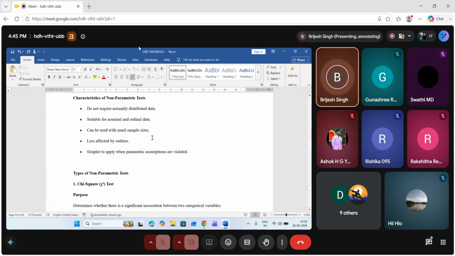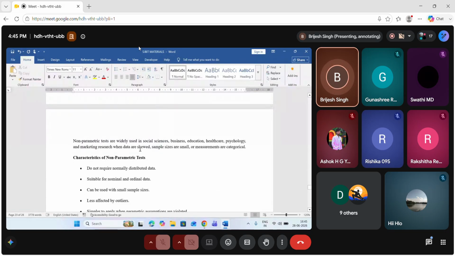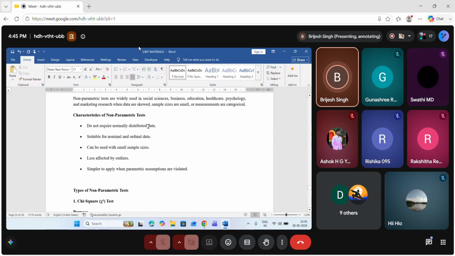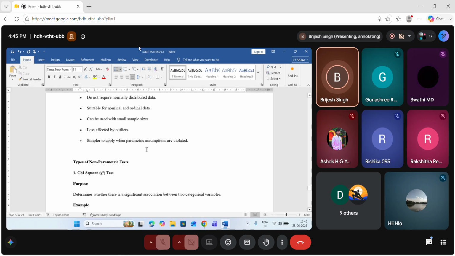So under non-parametric test, what is the criteria? Here they don't follow the normal distribution at all. And whenever you are going for the non-parametric test, your data can be nominal or ordinal, right? And generally it is used for the small sample size. And this kind of data set generally will not be affected by the outliers and all.